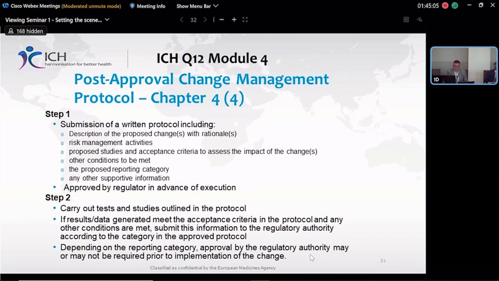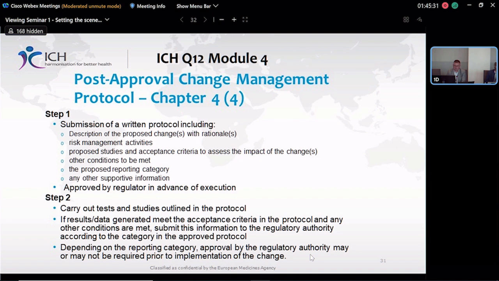So in that step 1 document, what we'd expect to see is a description of the proposed changes, the risk management activities to be performed, the proposed studies and the acceptance criteria to assess the impact of the change. And we approve this as a regulator in advance of execution. Then the step 2 of the protocol, the company implements the change. They gather the generated data and results.